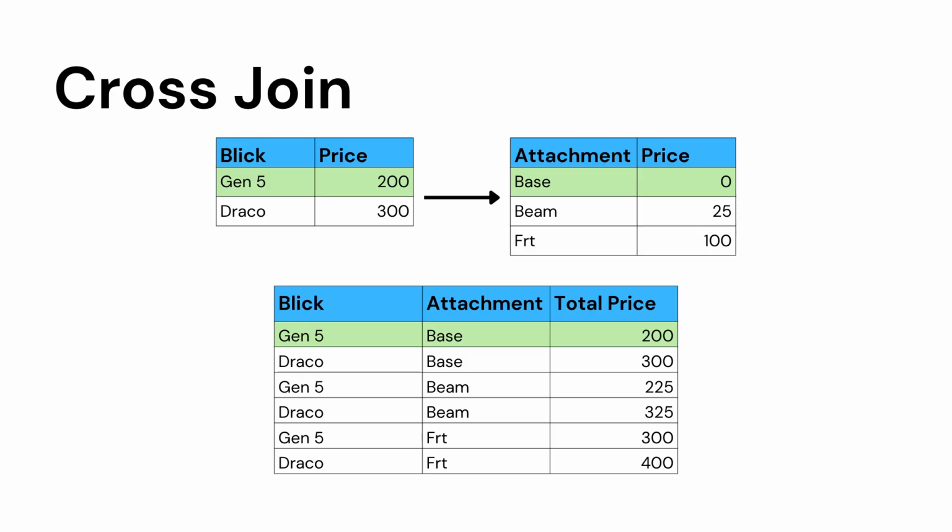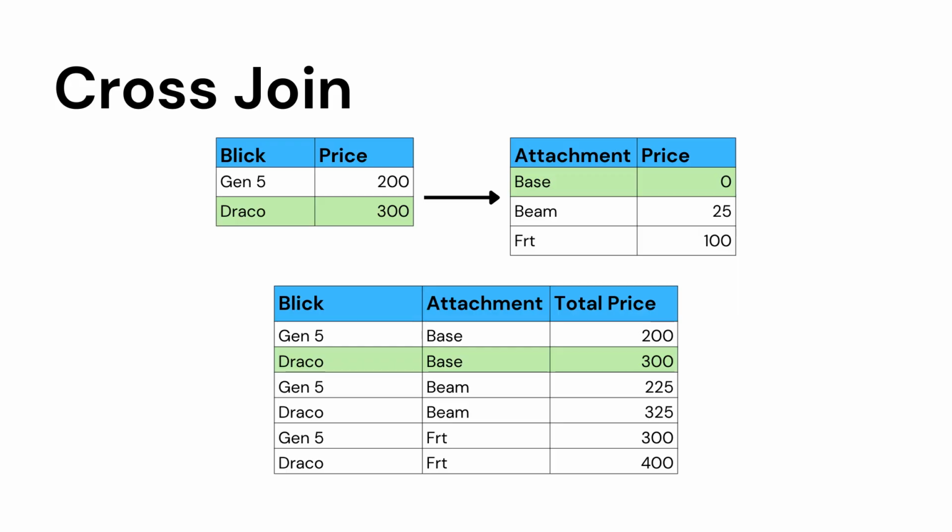So for our Gen 5, if we want every combination, we can go with the base, which means nothing on it. We can go with the beam on it. And we could go with the force reset trigger, the FRT. For our Draco, we could do the same. We can have a Draco that's base, nothing on it. We can have Draco with a beam. We have a Draco with a force reset trigger. And that's a cross join. You see in the table, we have everyone in there.